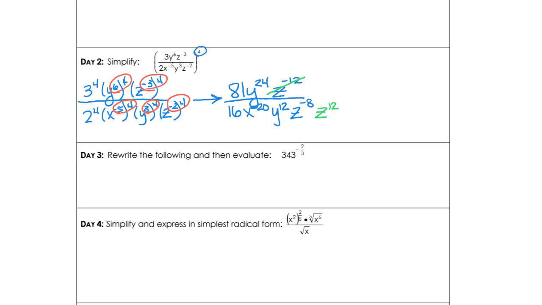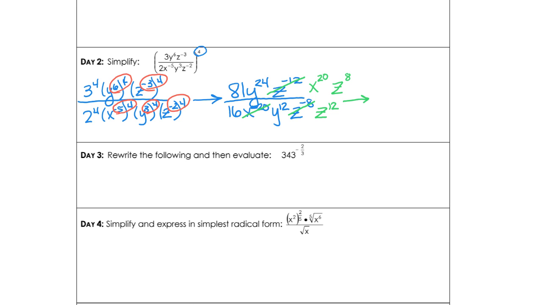On the bottom, we have x to the negative 20th, so we're going to move him to the top, where he's going to become x to the positive 20th. Y to the 12th is fine where he is, but this z to the negative 8, we're going to cross him off and move him to the top, where he becomes z to the positive 8. In the next step, we're going to clean this all up.